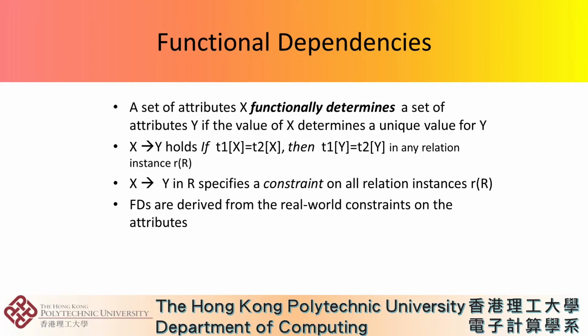A set of attributes X functionally determines a set of attributes Y if the value of X determines a unique value for Y. X functionally determines Y holds if whenever two tuples have the same value for X, they must have the same value for Y. X functionally determines Y in R specifies a constraint on all relation instances. Functional dependencies are derived from the real-world constraints on the attributes.